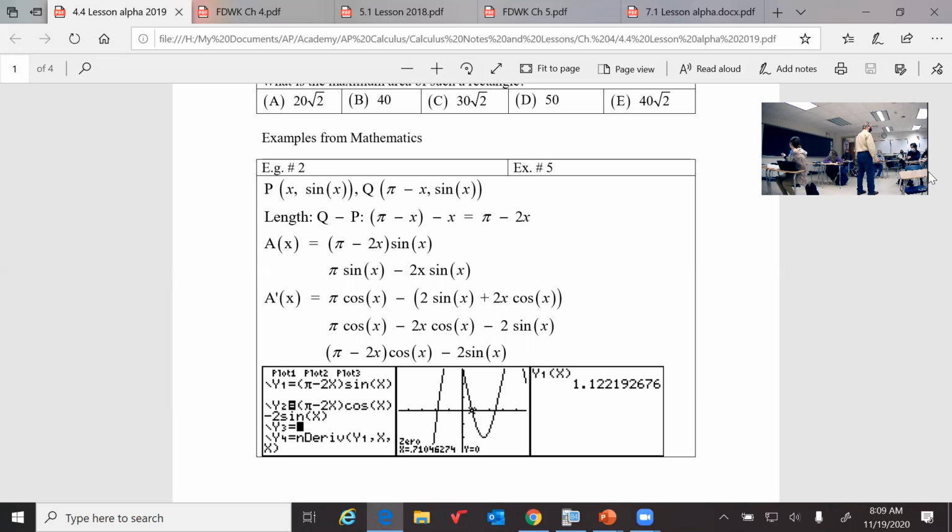pretty good. You know what they say about people who can draw perfect circles? Careful. I didn't say it.